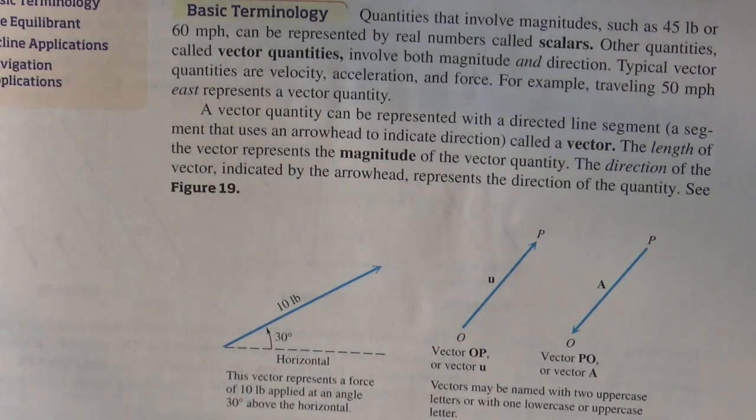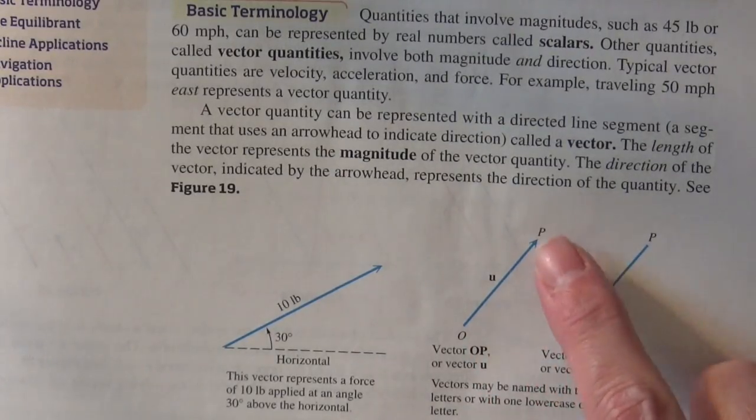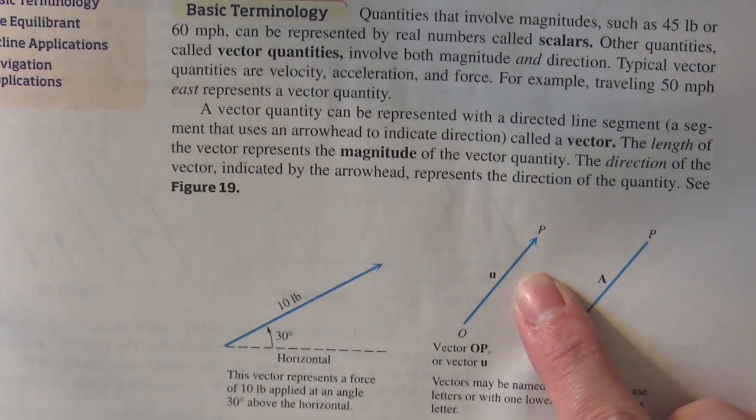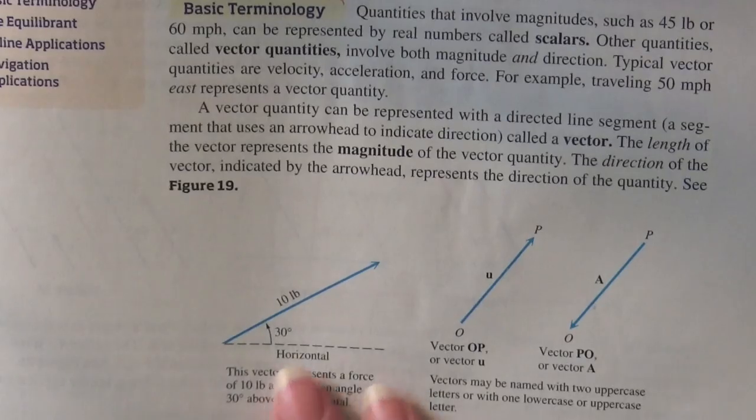So just continuing to read, the length of the vector represents the magnitude of the vector quantity. Okay, so in other words, looking at this, it looks like a ray, but it's a line segment that's got an arrow on one end. The length of it represents the magnitude, or the force, how powerful it is. The direction of the vector, indicated by the arrowhead, represents the direction of the quantity. Alright, so for example, it could be going northeast or southwest. Alright, so we've got pictures of vectors here.